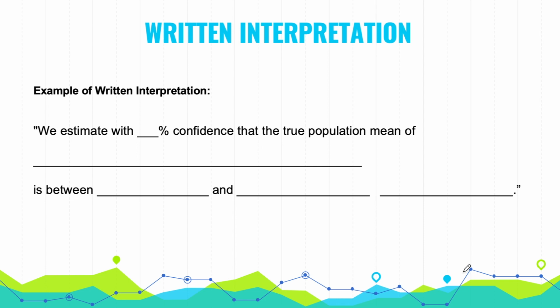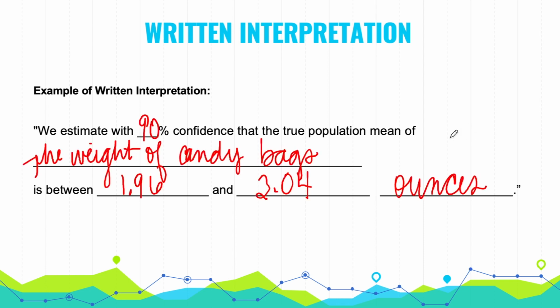Let's write out our interpretation given this formula. We estimate with 90% confidence that the true population mean of the weight of candy bags is between 1.96 and 2.04 ounces. Yes, don't forget the units.